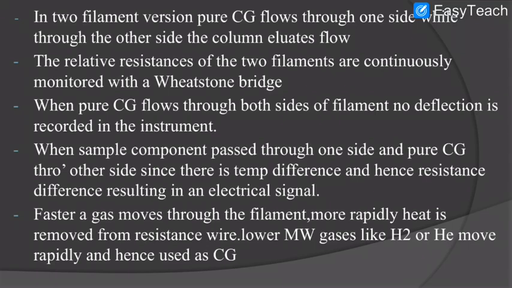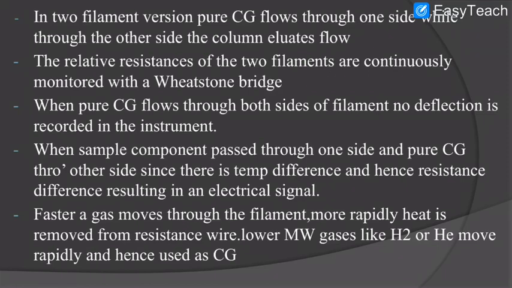So in the two filament version, pure carrier gas flows through one side, while through the other side the column eluates flow. Now the resistances are continuously monitored with a Wheatstone bridge. You all must have studied in your lower classes about the Wheatstone bridge. In the Wheatstone bridge you are having four resistances, and once you get null deflection, R1 upon R2 is equal to R3 upon R4. So knowing all three of them, you can find out the fourth one. That is the principle of the Wheatstone bridge.